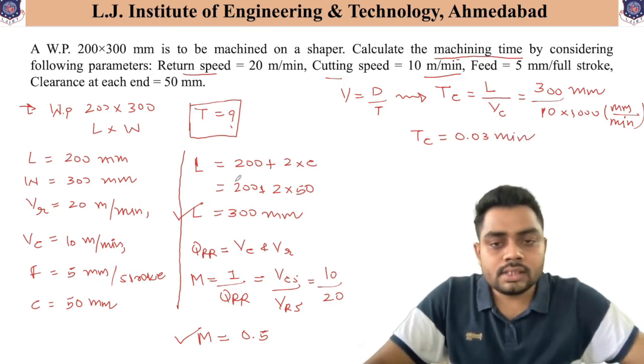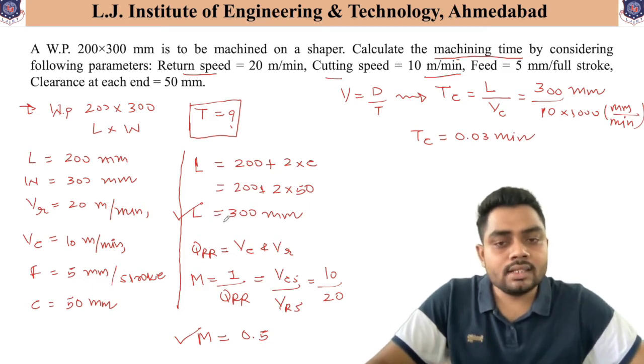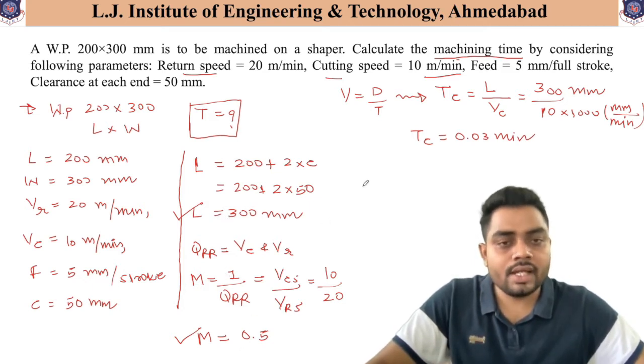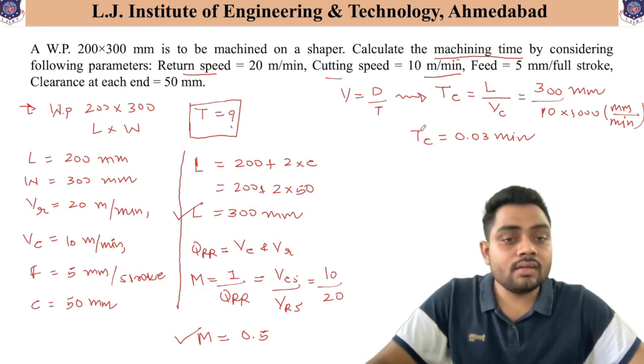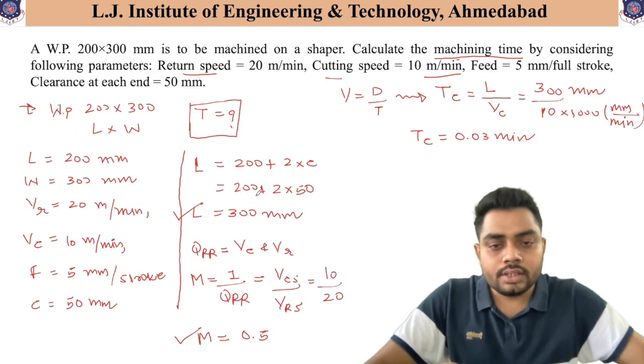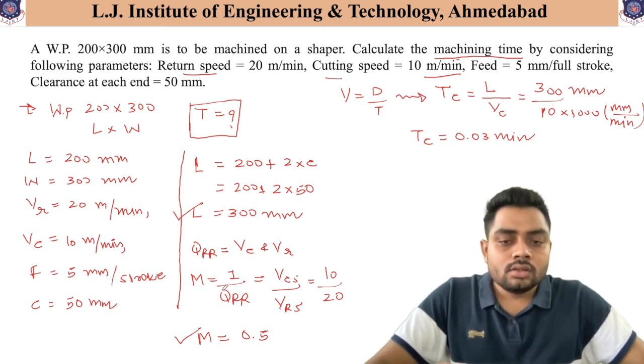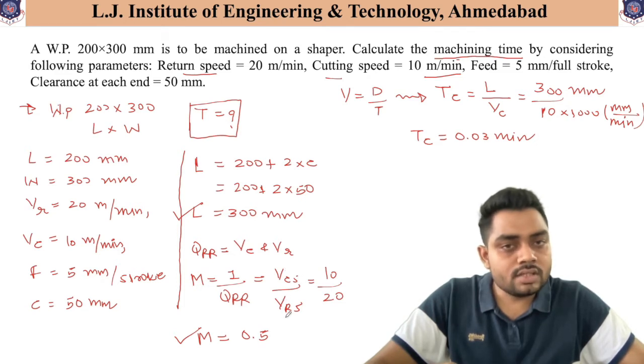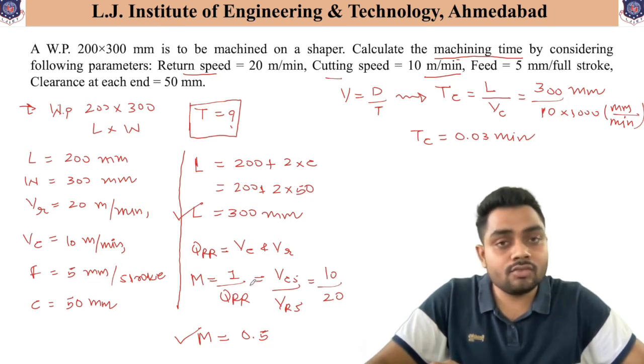So now just remember, we have found the total length traveled, we have found the value of m, we have also the value of cutting time. Now which value do we require? Now we require the return time, that is, how much time the tool is taking to return to its original position. So we know that m is the ratio of what? Velocity of cutting stroke divided by the velocity of return stroke. So using this same logic, we can find the total time taken for the return stroke also. So how can we get that?